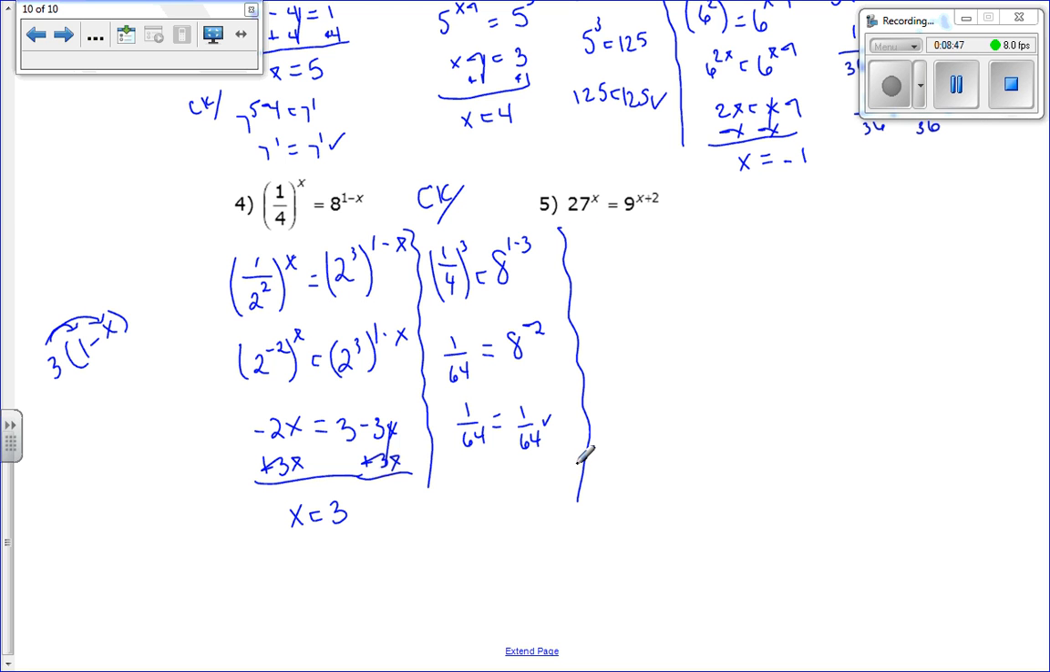Number 5 is very similar to 4 in the fact that I have a 27 and a 9, and I cannot change 27 to a base of 9, and I cannot change 9 to a base of 27. So I need to look for something smaller. 27 and 9 can both be written as 3 to a power. So this is 3 to the third to the x equals 3 to the second to the x plus 2.